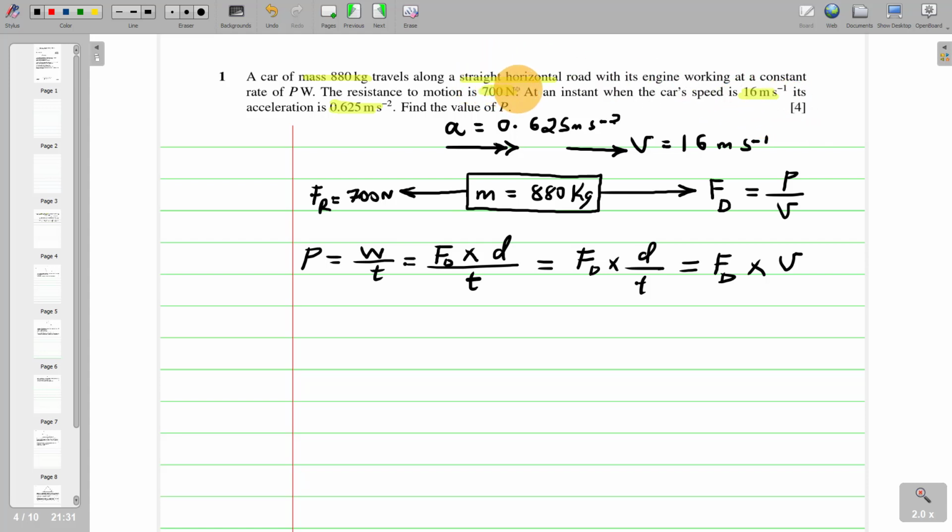The other reason why we are told that it is a horizontal road is so that its weight, which is a type of force, will not contribute to the forces which are acting on the car here. Because this friction, it may be due to air resistance or even the actual friction between the tires and the road. They have not specified that, and we don't need to know it.